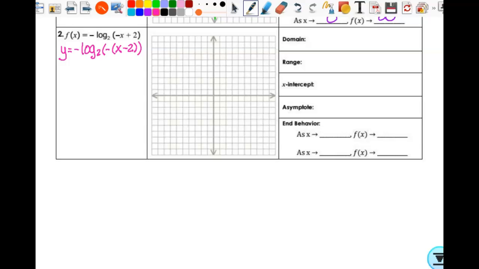Okay. All right, so then I figure out what my parent function is. My parent function is y equals log base 2 of x. Because the 2 is not a transformation, that's the base of the log. Then I rewrite this in exponential form. The base is 2, so this becomes 2 to the y power equals x.